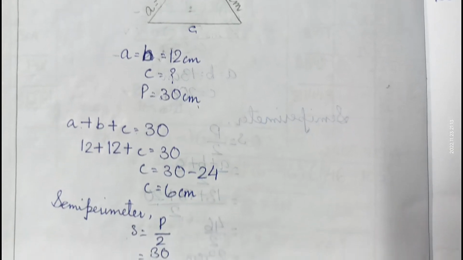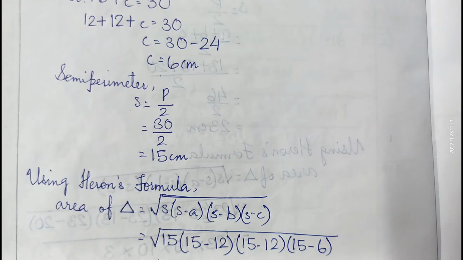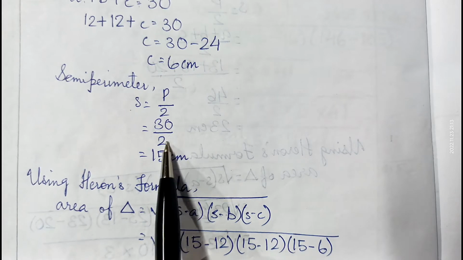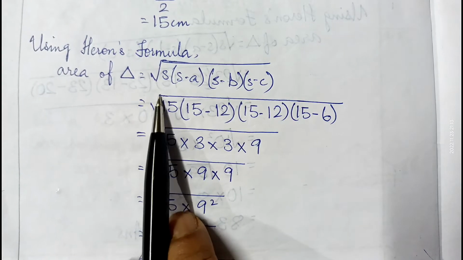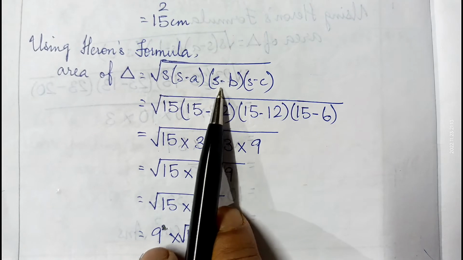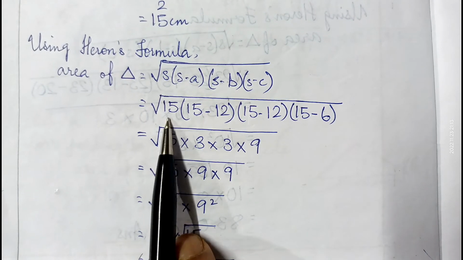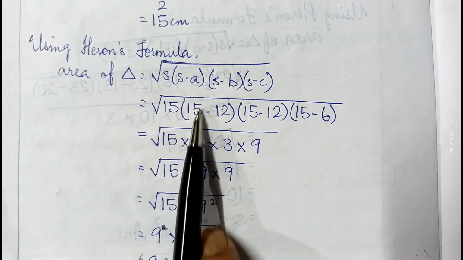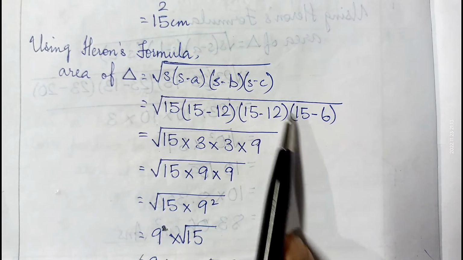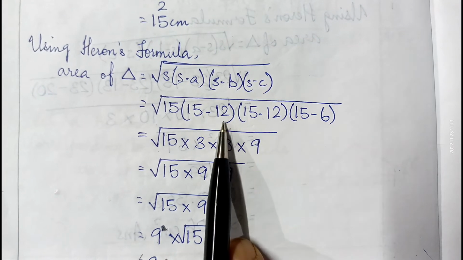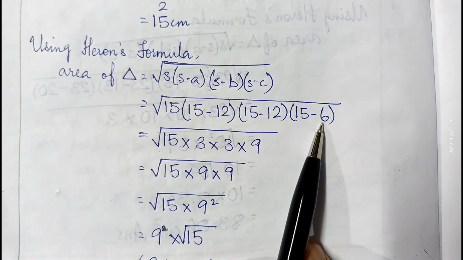Now we have to find the semi-perimeter. Semi-perimeter is half of perimeter. Perimeter is 30, so 30 by 2 will give 15 centimeter. Now from Heron's formula, area of triangle is root over s, s minus a, s minus b, s minus c. s we got 15. Then s minus a, 15 minus 12. s minus b, 15 minus 12. s minus c, 15 minus 6. Because 12, 12 and 6 are the three sides of the triangle.